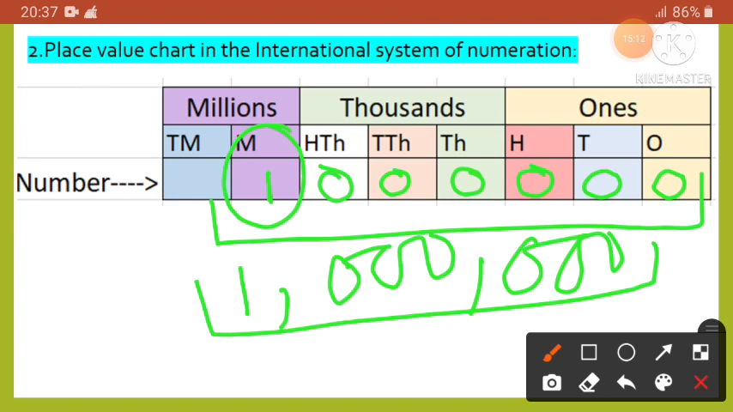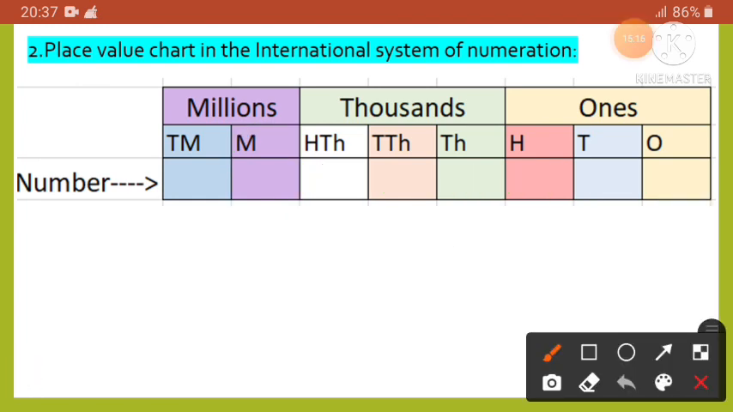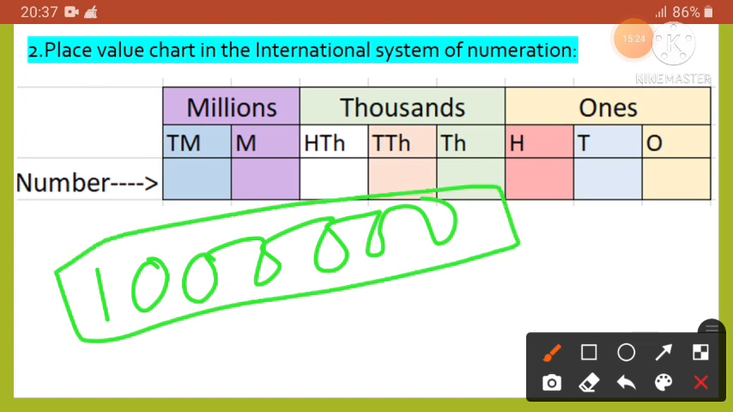Now remember that a 7-digit number starts with 1, then 6 zeros. So it is the smallest 7-digit number. And what is the largest number? What will the largest 7-digit number be?